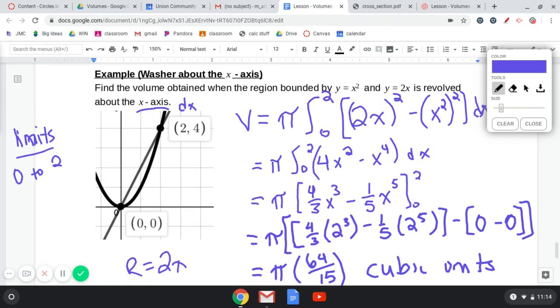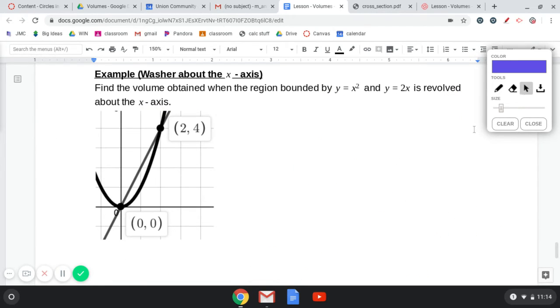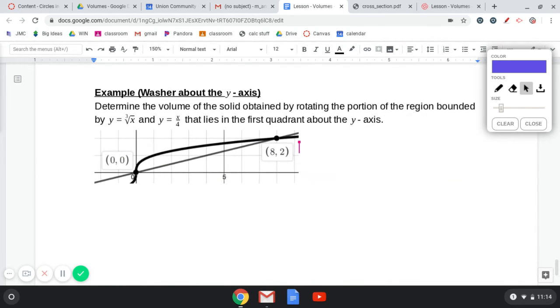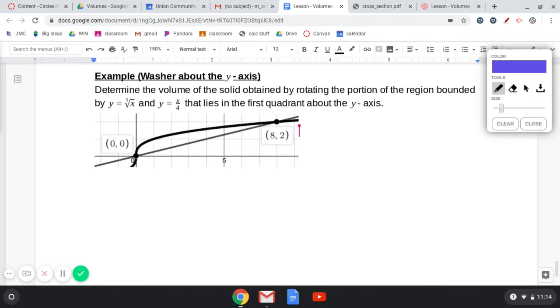Pretty cool, huh? So now let's take a look at an example of rotating something around the y-axis instead. Because this y-axis means that our radius is now going to be horizontal. So we're going to look from this function to this function. So our circles will be these horizontal lines now.